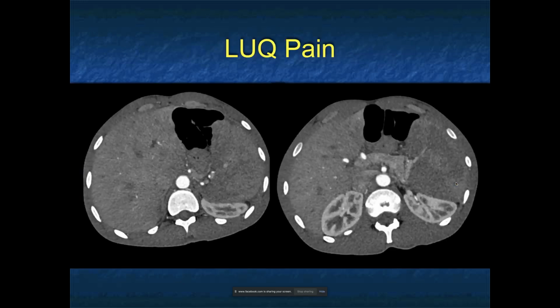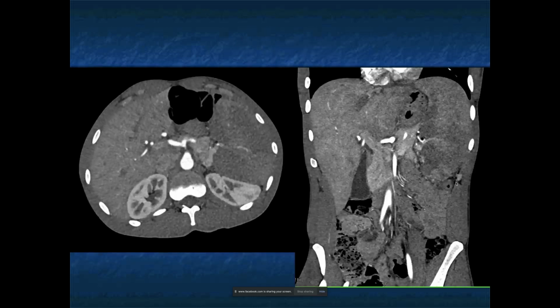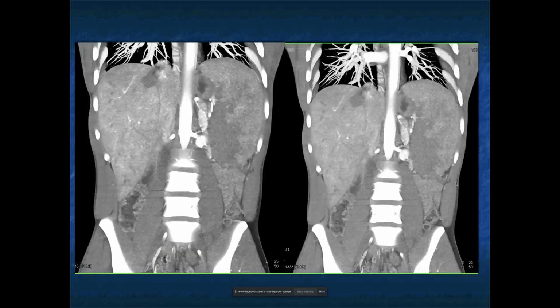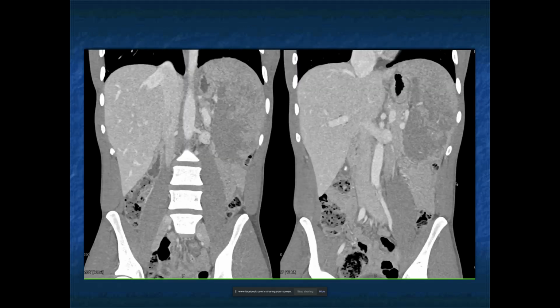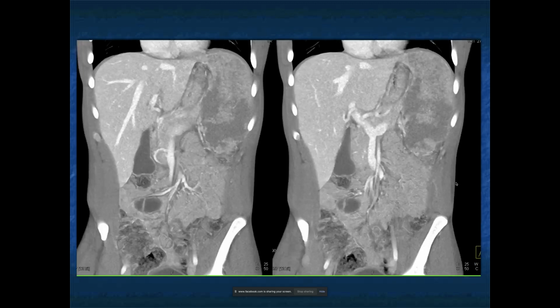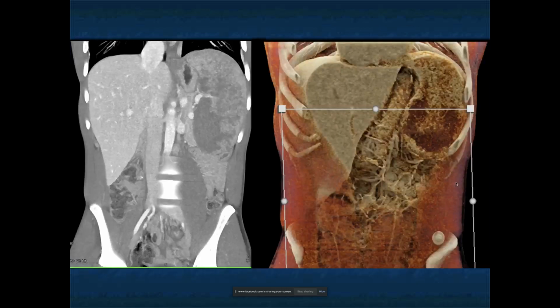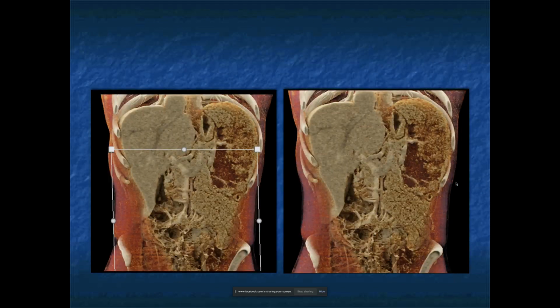Last case, left upper quadrant pain. Look at the spleen. The spleen is large, but look at its attenuation. It really isn't enhancing like you would expect it to look with a good injection. So what gives you this large spleen and multiple low density zones, and you can see it on the cinematic, the different cystic areas as well.